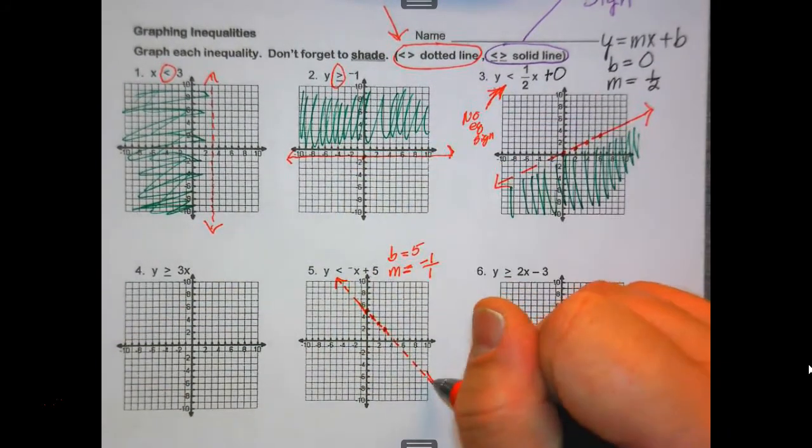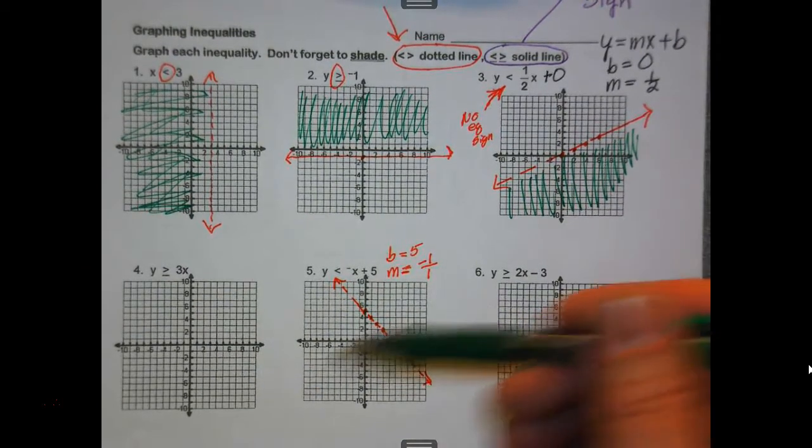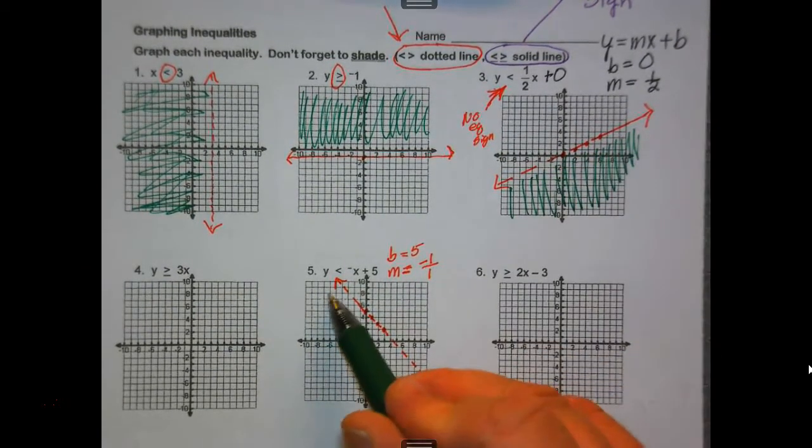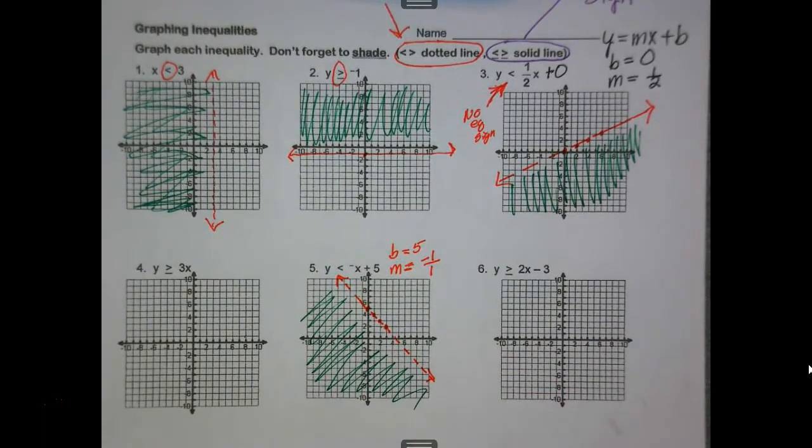So there's my dotted line. My arrow's pointing that way, or less than. So it's all the way there.